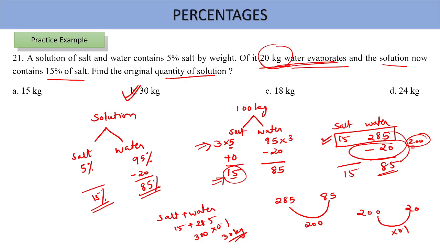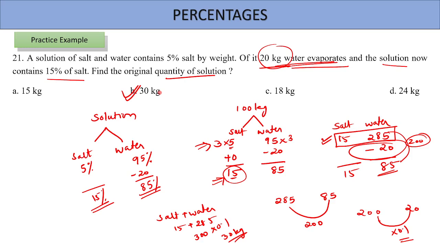So I will multiply this 200 by a particular value so that I get 20, and that particular value is 0.1. So if I am multiplying the difference with 0.1, I have to multiply the total with 0.1 also, so that I could get the original quantity of the solution, which is 30.